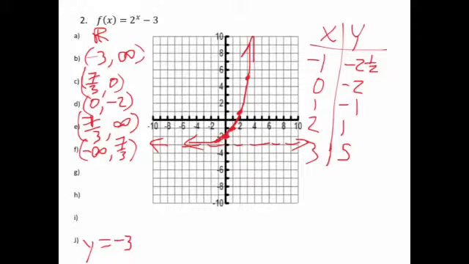And the next one is, where is my function increasing? Well, it's increasing everywhere, so from negative infinity to infinity. It is decreasing nowhere, because it's increasing everywhere. And then my end behavior always starts out the same.